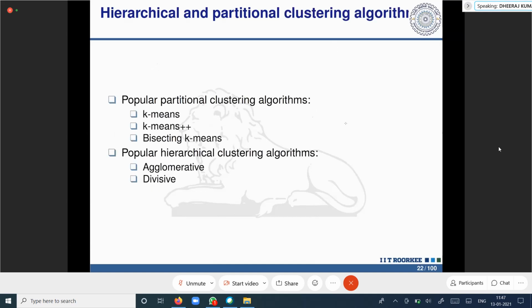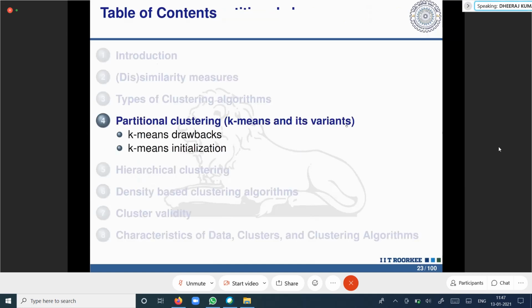Okay, so what are the popular algorithms? For partitional clustering, k-means is a very popular clustering algorithm, and there are several variants of it to make it better. Whereas for hierarchical, we have two types of clustering algorithm, agglomerative and divisive. We will come to that after the next section. So in this section, we talk about partitional clustering, which is k-means and its variants.